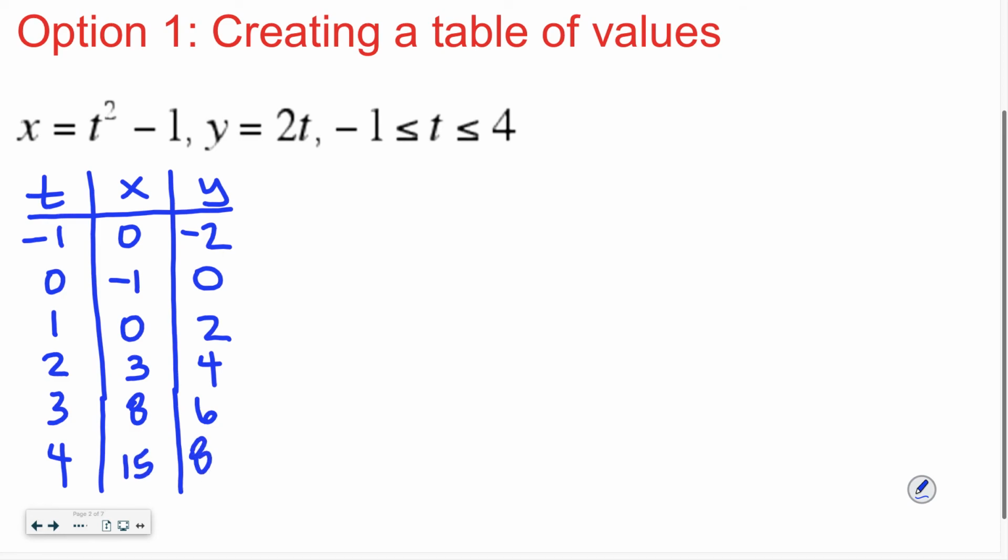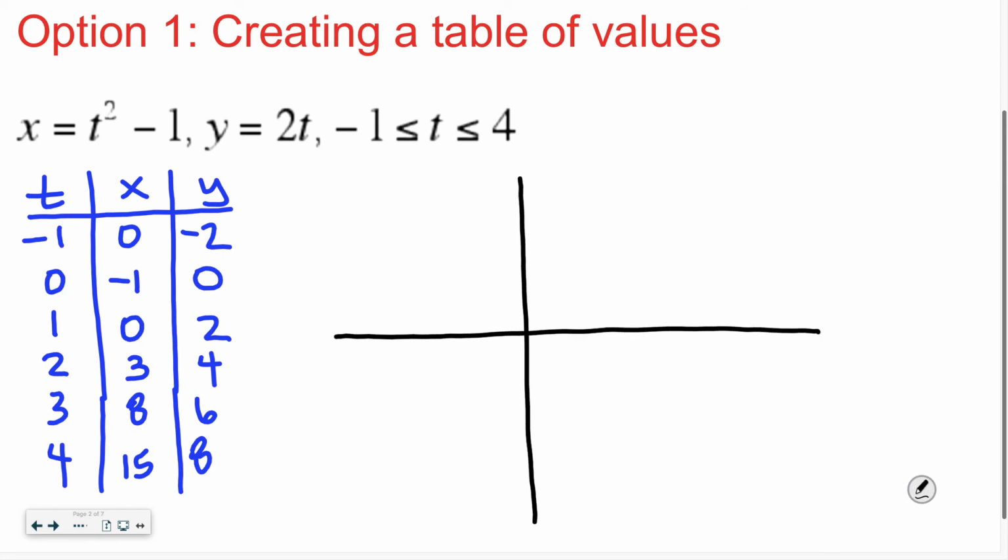See a pattern? What's the pattern? Is there a pattern? Well, let's look. Okay, we have 0, negative 2. Well, it is indeed a squiggly line. Negative 1, 0. 0, 2. 3, 4. 8, 6. 15, 8.